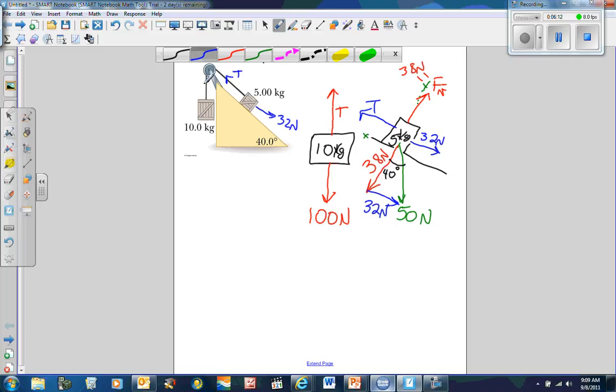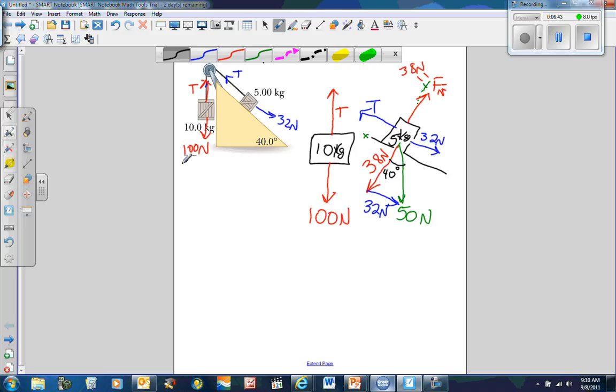Tension is an unknown. I have tension right here, pulling upward in the vertical direction. And I have the force of gravity, which is the full 100 newtons pulling down. Well, as you can see, 100 is larger than 32, and there's no frictional force, so the 5 kilogram box is going to travel upward toward the pulley, the frictionless massless pulley, and the 10 kilogram, 100 newton box is going to go down toward the floor. And the question is, what's the acceleration?